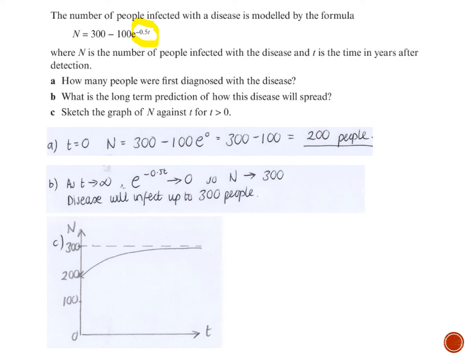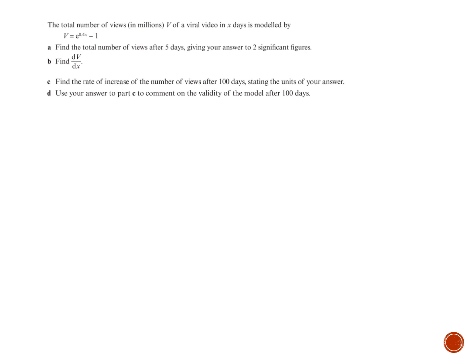Okay, so one more example to have a look at. There we go. So here's a second example. Again, I'll give you a moment to read it and write it down. Do pause this if you need to. So here we've got the equation v equals e to the 0.4x minus 1. So you've got a positive number in front of x. So this is representing exponential growth. That's the first thing you're going to look at when you read these questions.